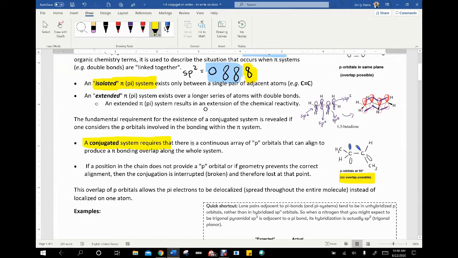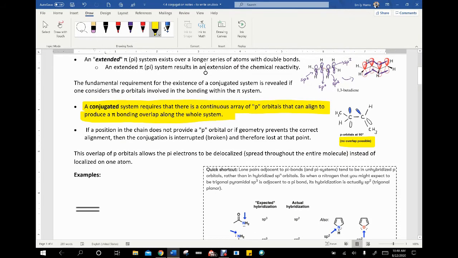A conjugated system requires that continuous array of p orbitals that will produce this pi bonding overlap along the entire system within the molecule. So if for some reason that system is broken by an atom that does not have a p orbital, or if the p orbital is not in the correct geometry, then you're going to lose the conjugation or linking at that point. And what that continuous overlap of p orbitals throughout the molecule allows is for those pi electrons to be delocalized.